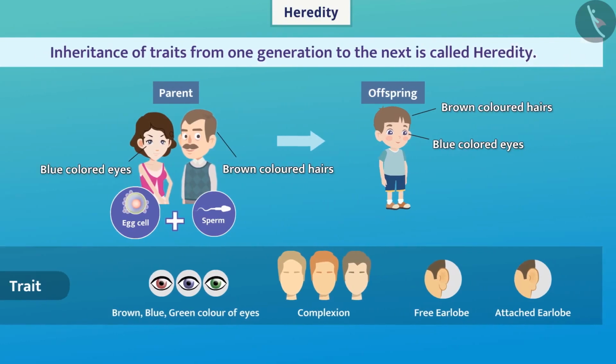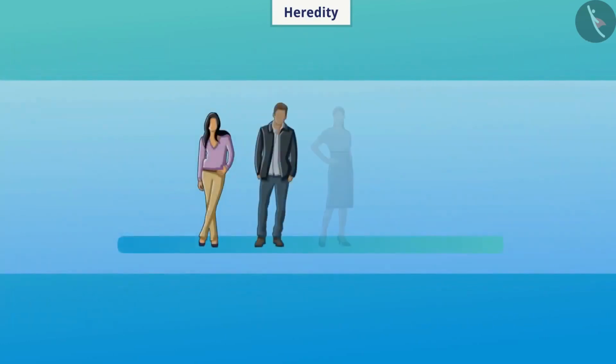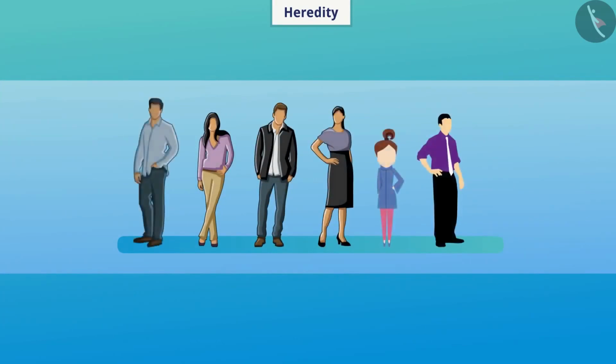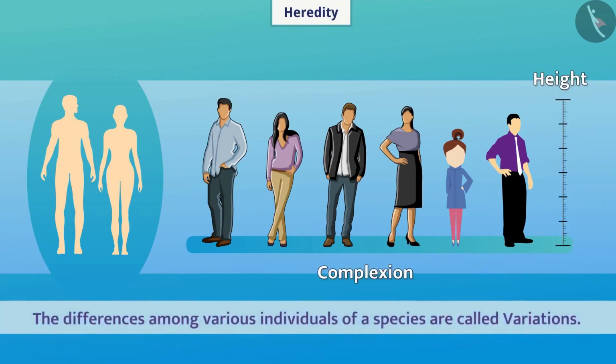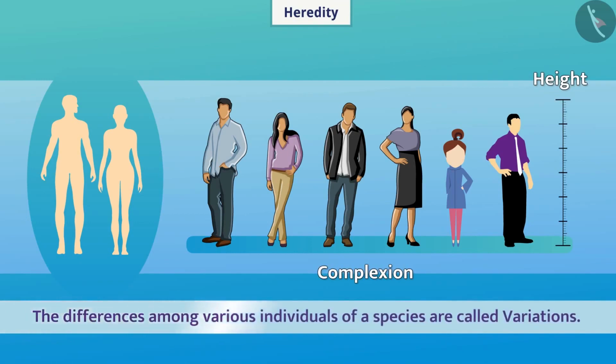If we look at the living organisms of a species, they do not look alike. Their basic structure is similar, but they differ from each other in characteristics such as height, complexion, etc. The differences among various individuals of a species are called variations. Over generations, variations also get accumulated.